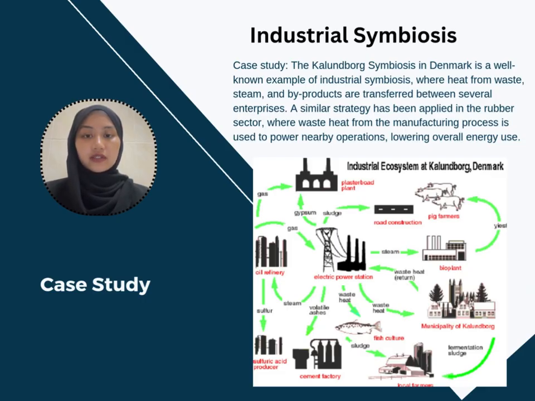The case study for industrial symbiosis is the Kalundborg symbiosis in Denmark, a well-known example of industrial symbiosis, where heat from waste steam and byproducts are transferred between several enterprises. A similar strategy has been applied in the rubber sector, where waste heat from the manufacturing process is used to power nearby operations, lowering overall energy use. By using this industrial ecology concept, the rubber business may improve sustainability, prevent environmental impact, and promote resource efficiency, while also harmonizing with larger environmental and economic objectives.